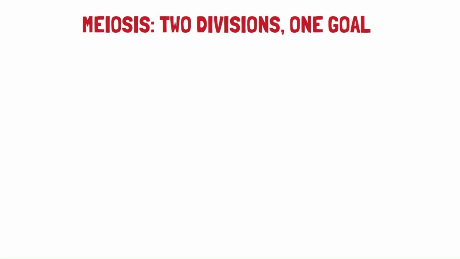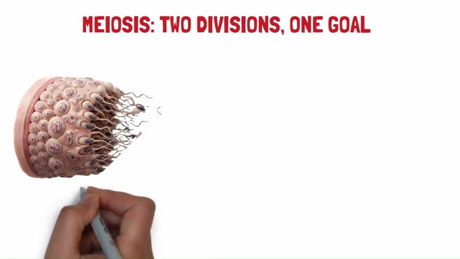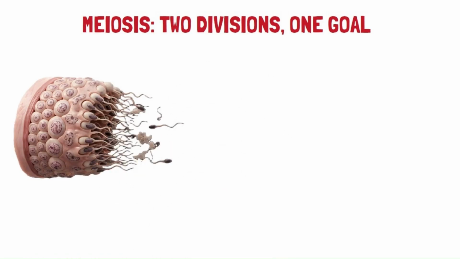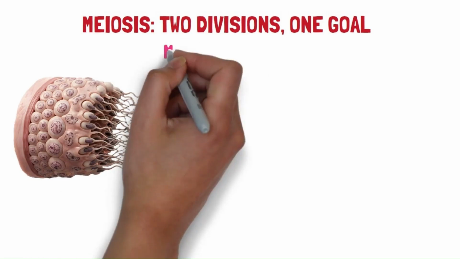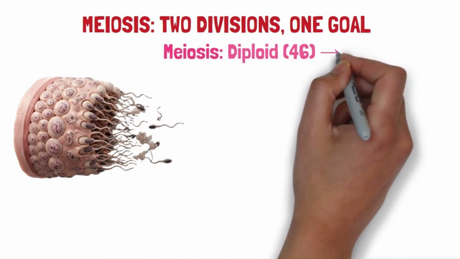Meiosis is how you go from a diploid cell with 46 chromosomes down to a haploid gamete with 23, and it happens in two rounds. Meiosis 1 is called reductional because it's where the chromosome number actually gets cut in half.